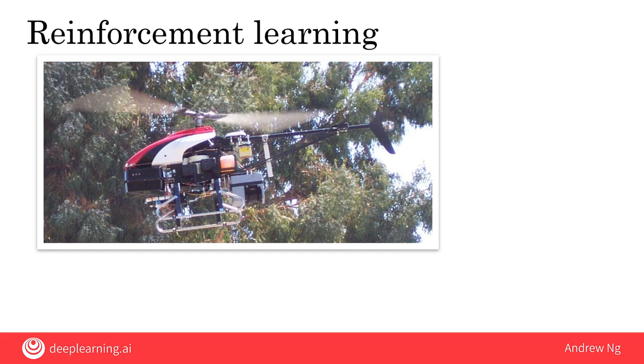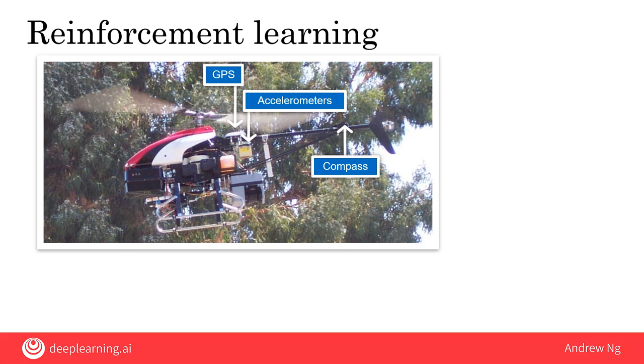This is a picture of the Stanford autonomous helicopter. So it's instrumented with GPS, accelerometers, and a compass, so it always knows where it is. And let's say you want to write a program to make it fly by itself. It's hard to use supervised learning, input to output A to B mappings, because it's very difficult to specify what is the optimal way, what is the best way to fly the helicopter when it's in a certain given position. Reinforcement learning offers a different solution.